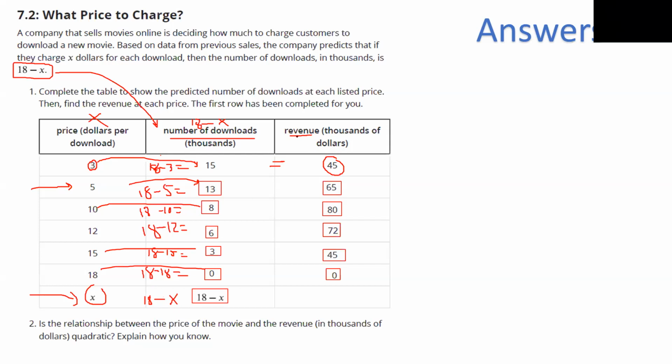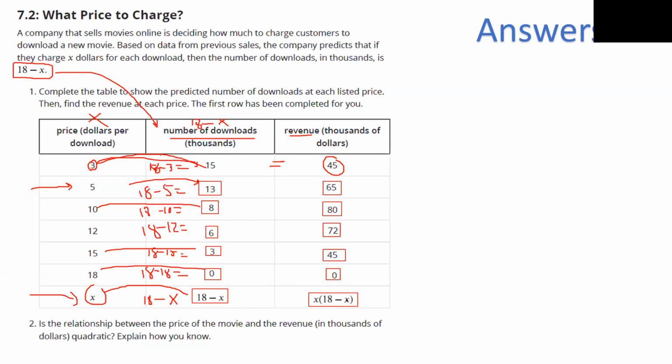Now, in order for us to be able to get the revenue, we had to multiply the price times the number of downloads. In this case, the price is X. The number of downloads is 18 minus X. So if I were to multiply those two terms together, I would just get X times, parentheses, 18 minus X.